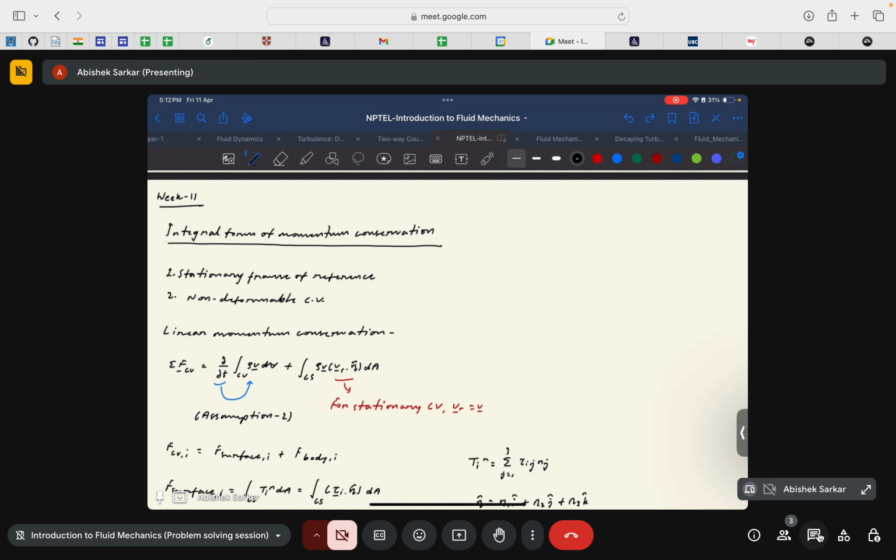So in reality, all types of fluid flows are governed by the Navier-Stokes equation. Okay, if I want to be more precise, I should say it is the motion of Newtonian fluids that is governed by the Navier-Stokes equation.